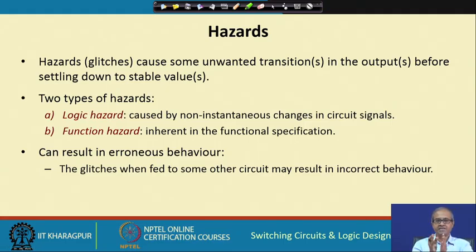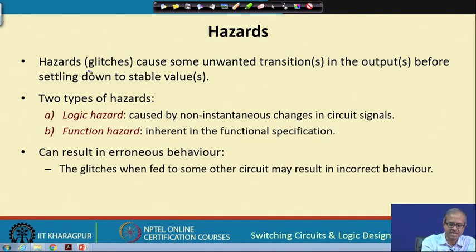Now, in asynchronous circuits, the most important thing that we need to worry about is something called hazard. Hazards are also sometimes called glitches. Let me just explain with the help of a general thing. Suppose I have a circuit, there are some inputs. So, I apply some input I 1, I change it to some other input I 2.